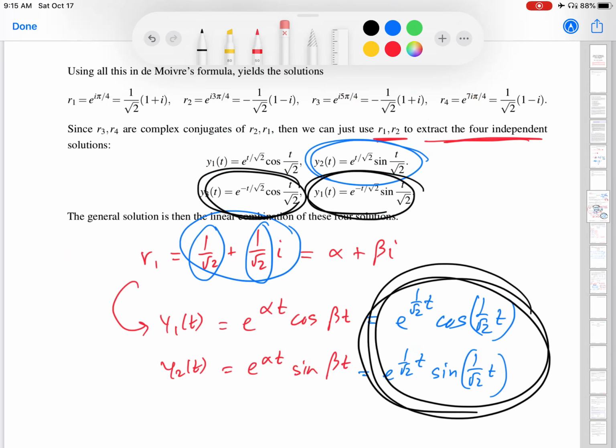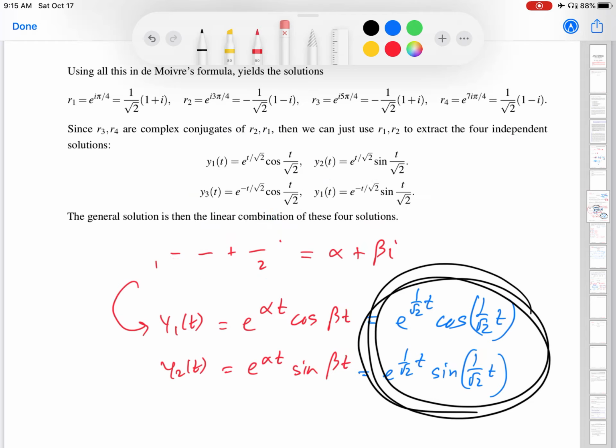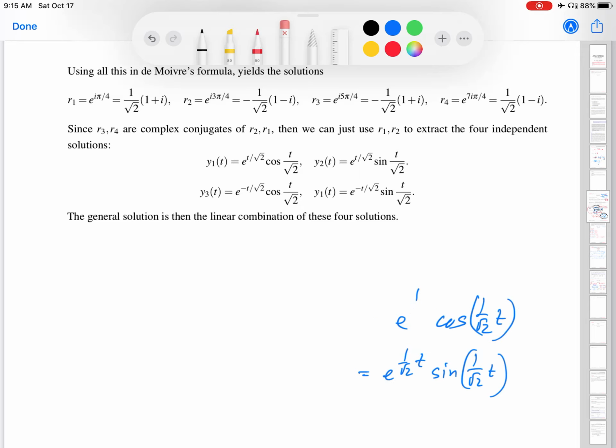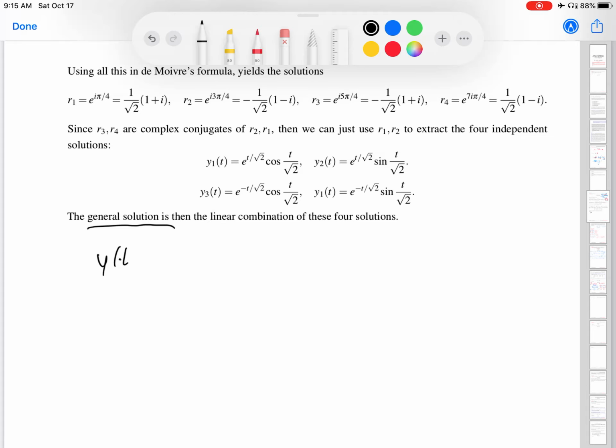So then finally, when I have those 4 independent solutions, and I know that they're independent based off all the work that we've done with finding the Wronskian of e to the alpha t cosine beta t and e to the alpha t sine beta t, the general solution is then just the linear combination of these 4 solutions: C1 y1 plus C2 y2 plus dot dot dot plus C4 y4. Okay, and that's it for this class notes.